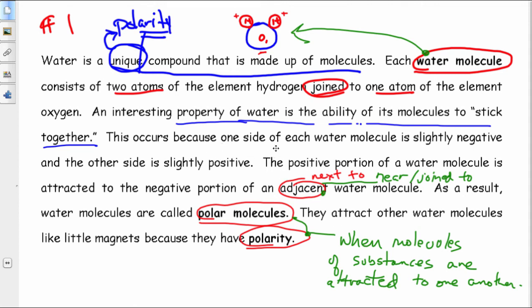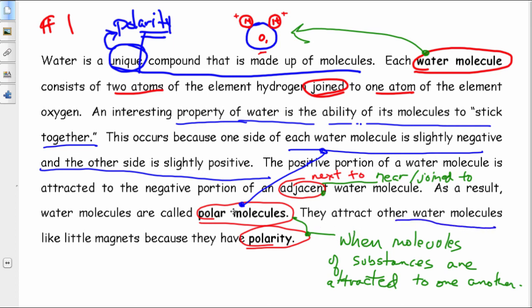And again, what is polarity? Here it is. Each water molecule is slightly negative on one side and slightly positive on the other. So this idea of polarity has to do with negative side and positive side, causing water molecules to behave like little magnets. Okay? Please mark your paper. Make sure you get margin notes. Make sure that you have the sketches on the back of the pages of your reading.